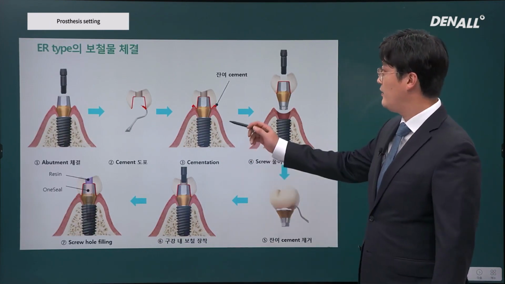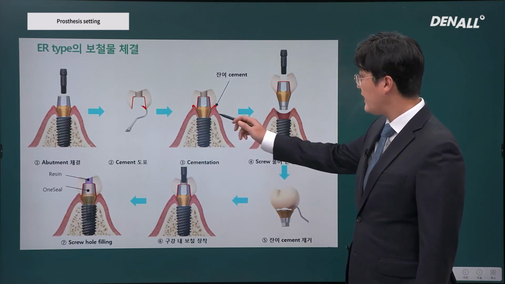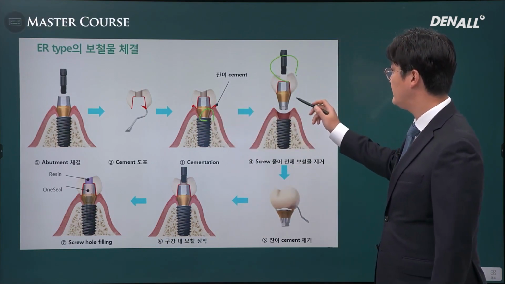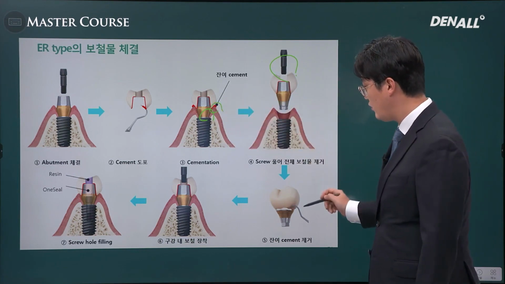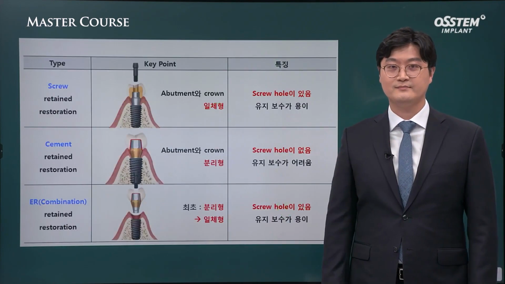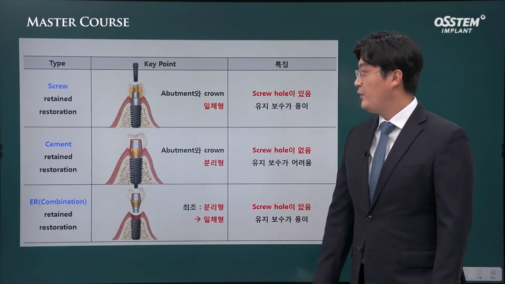This is the order of ER type: abutment connection and cementation, and then removal. You remove it and remove all the residual cement and then connect it once again. This is the conclusion.